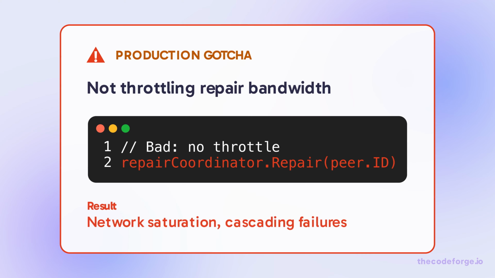When a node fails, all its replicas need repair simultaneously. This can saturate network and disk I/O, causing cascading failures. Throttle repair to 10% of bandwidth.